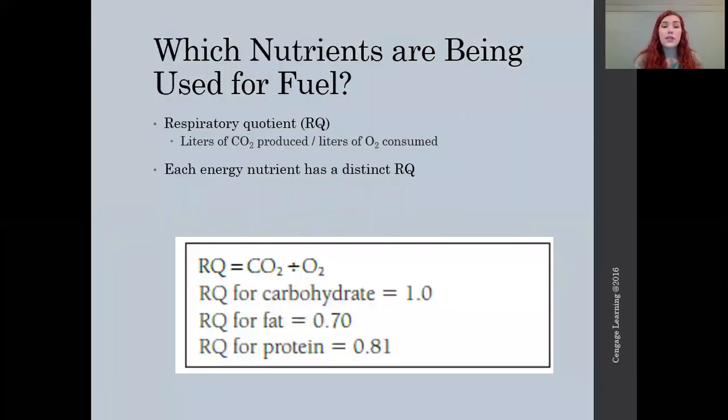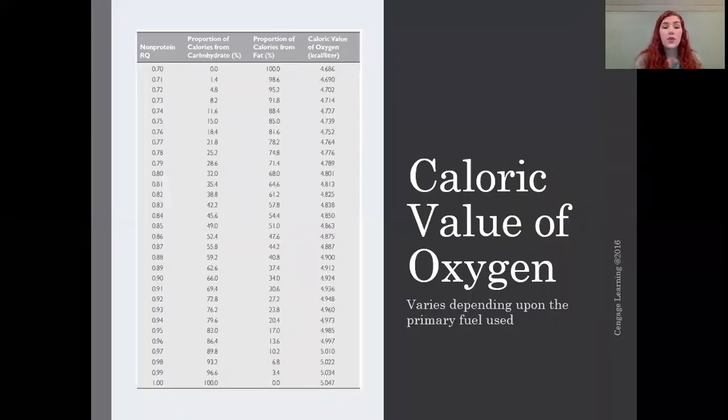So in order to determine which nutrients are being used for fuel, we can look to the respiratory quotient, which is a factor that will indicate which portion of carbs, fat, and protein are being used to produce energy. Each nutrient is going to have a different and distinct respiratory quotient. And right here we can see the different caloric values of oxygen, and as we can see, they vary depending on the primary type of fuel being used.